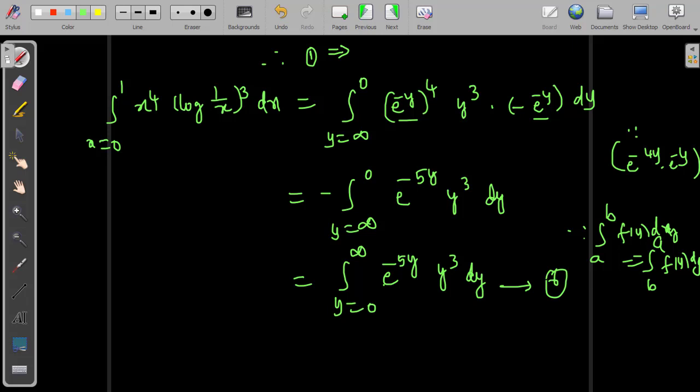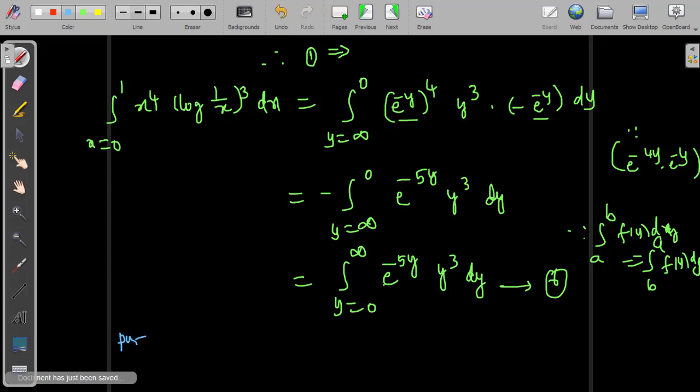Now we cannot directly substitute here. We cannot express this directly in terms of beta or gamma. Again, we have to look here. Here 5y is there. This is the problem. If it is only y, directly we can use the gamma function definition. Here something other than y is there, so what we do is again the substitution method.